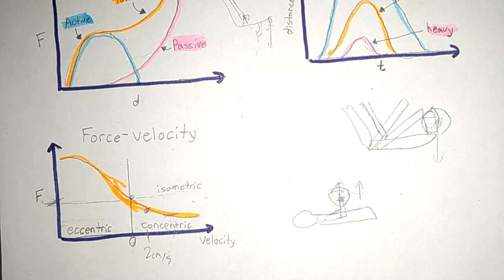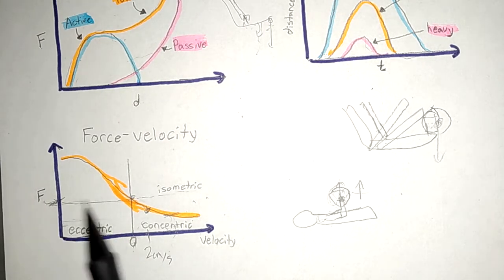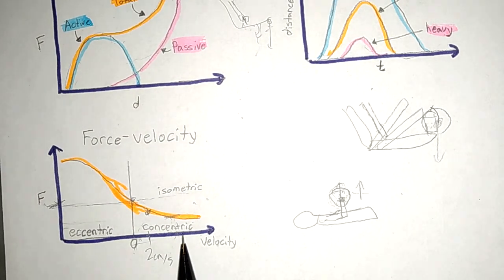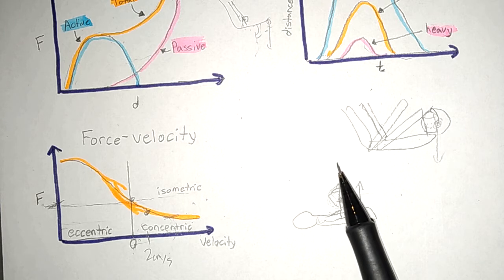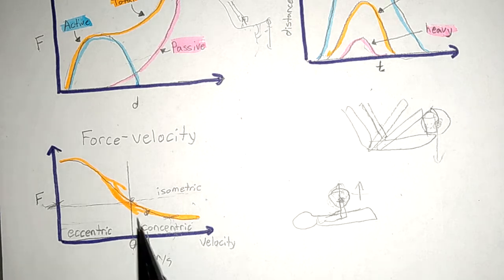Or you can look at it the other way. Instead of finding the force to see the speed, you can think about moving it at a speed. So if you were to move this at a speed of, let's say, 2 centimeters a second, it means the maximum amount of force you can apply is this much. That's the maximum you can apply. This is known as concentric because the muscles are contracting.